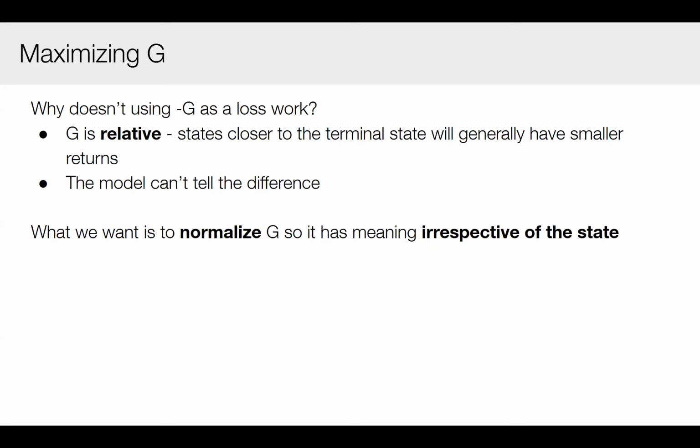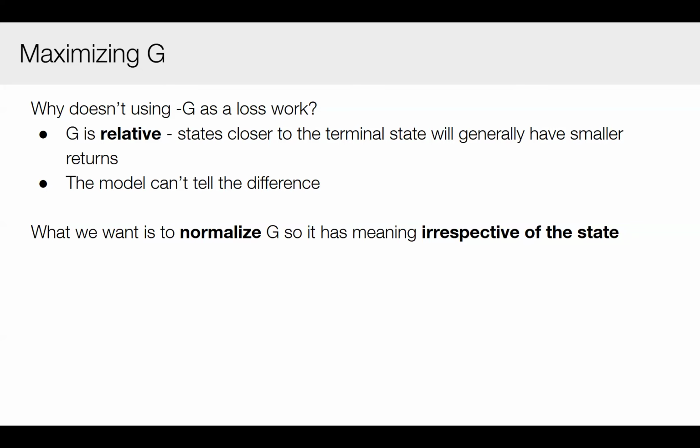What that means is that your value of G, your return, depends on the state with which you're calculating return from, right? This is just by definition. What that means is that states closer to the terminal state will generally have smaller returns than states further away. Does that make sense to everyone? That should be a pretty intuitive concept, hopefully.